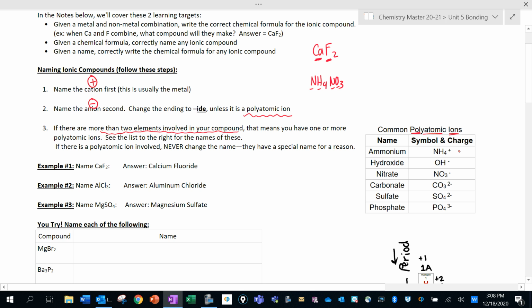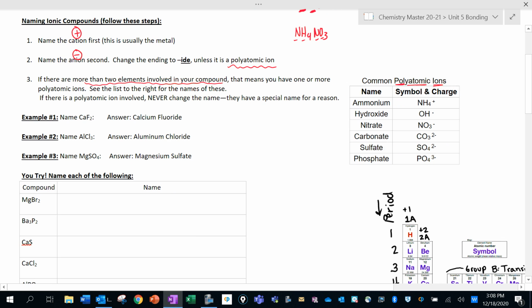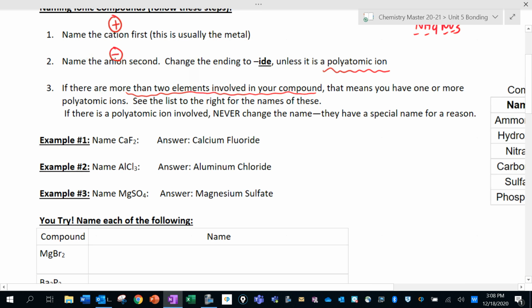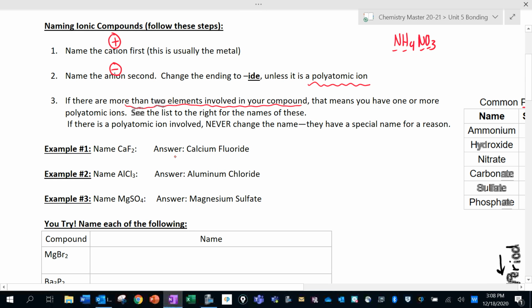All right, so let's give this a try. Let's try some practice. So in this example, let's look at CaF2. So I'm going to name the metal first, that's calcium. Then I'm going to name the non-metal, so fluorine, except I'm going to change the ending to "ide." So this becomes calcium fluoride. All right, let's look at the second one. So AlCl3. So I'm going to name the metal first, that's aluminum.